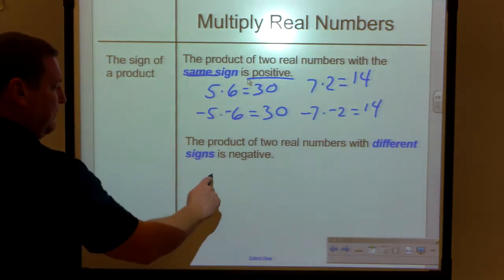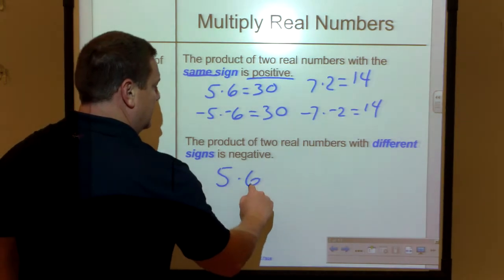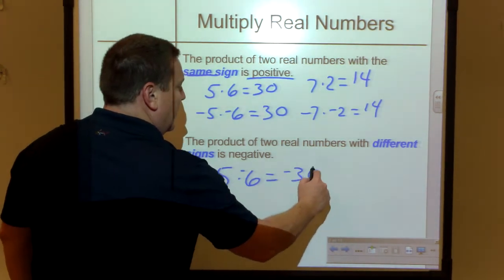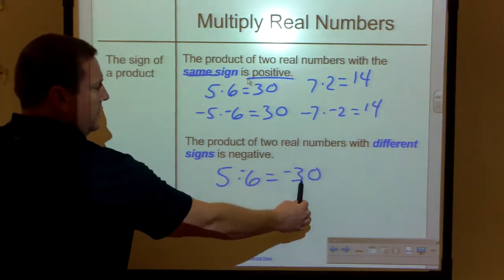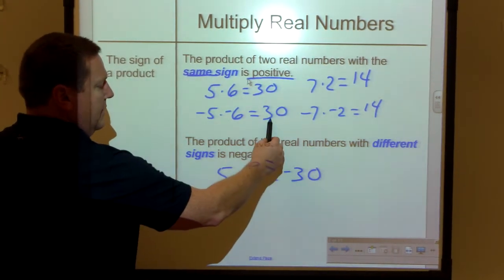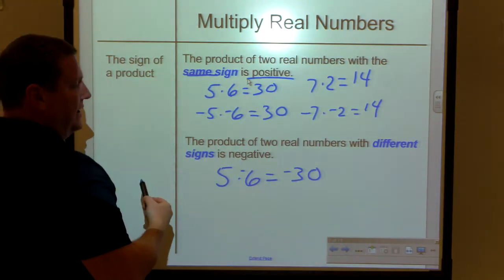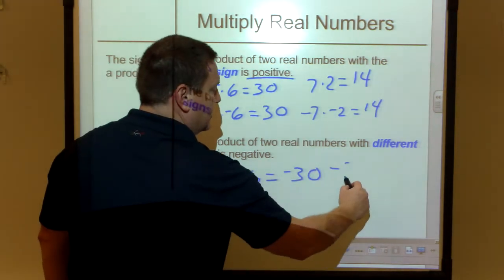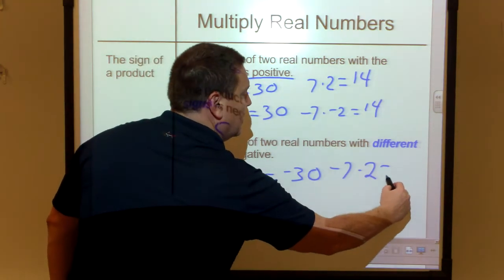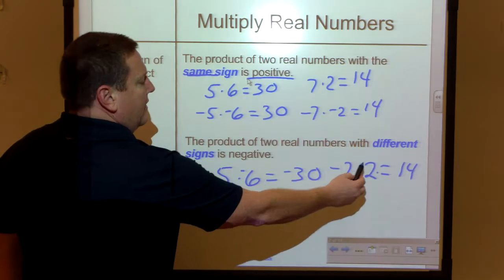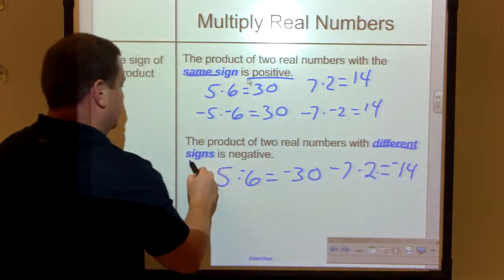So if we have 5 times 6, and that 6 is negative, we'll end up with a negative 30. Notice that the 30 didn't change from this problem up here. The only thing that changed was we now have a negative number instead of a positive number. The same thing would happen over here. Let's say I have a negative 7 times 2. I still get 7 times 2, which is 14, but I now have a negative because the signs are different.